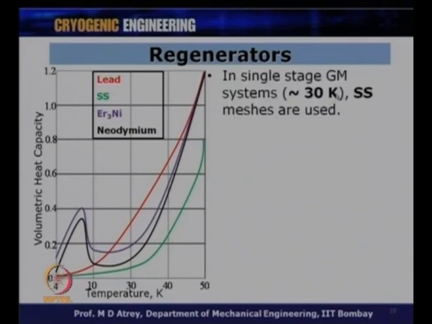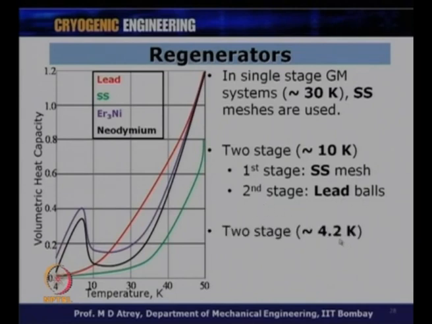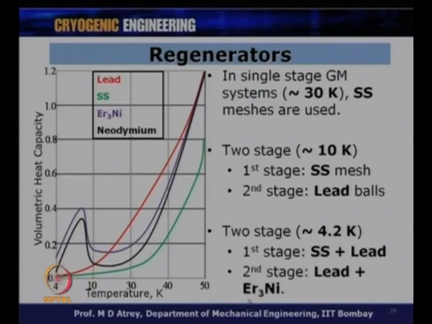So, in a single stage normally in a GM system, stainless steel meshes are used. In two stages, let us say around 10 Kelvin, we will have first stage stainless steel mesh, second stage lead balls. If I want to have a 4.2 Kelvin temperature or a 4K machine, we can have first stage stainless steel plus lead. This is sometimes referred to as a hybrid regenerator, and second stage we can have lead plus erbium 3 nickel.